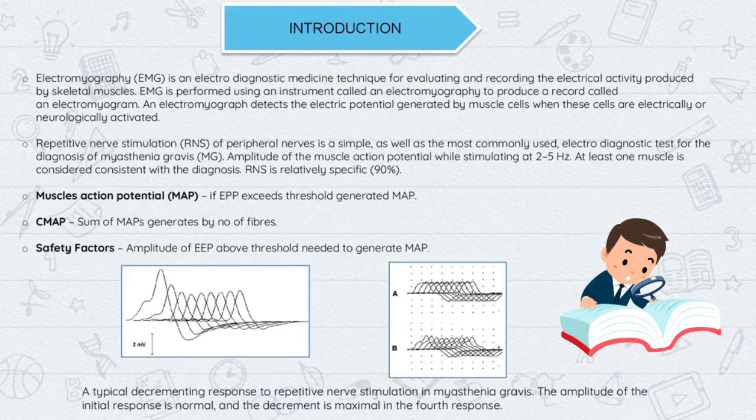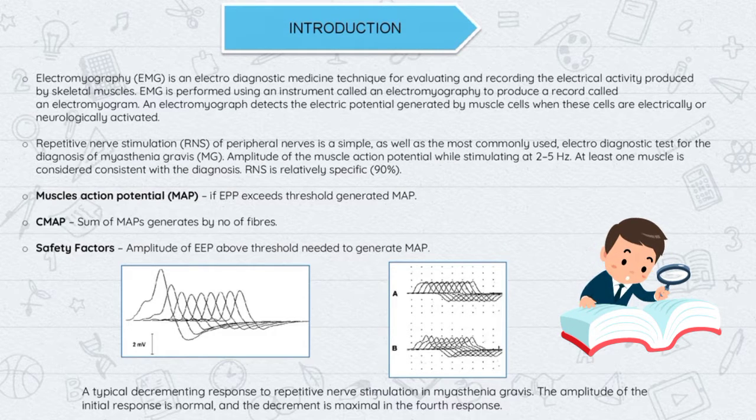Repetitive nerve stimulation (RNS) of a peripheral nerve is a simple as well as the most commonly used electrodiagnostic test for the diagnosis of myasthenia gravis. The amplitude of the muscle action potential is measured with stimulation at 2 to 5 Hz. A decrement in at least one muscle is considered consistent with the diagnosis. RNS is relatively specific, at 90%.